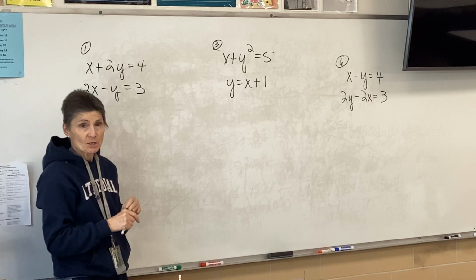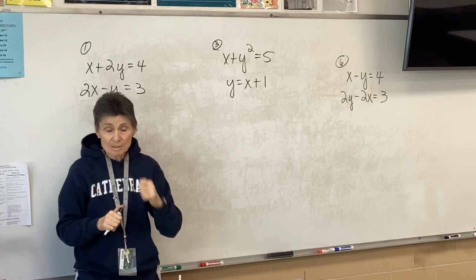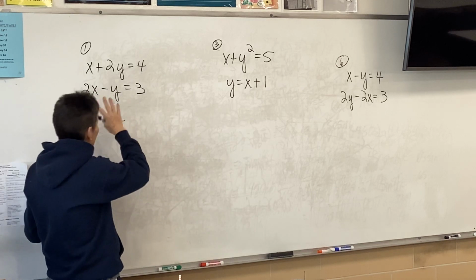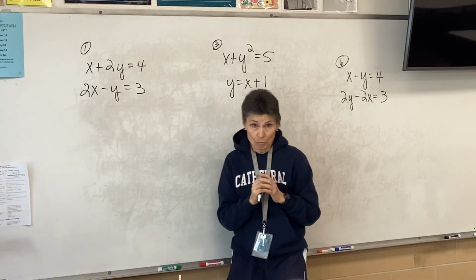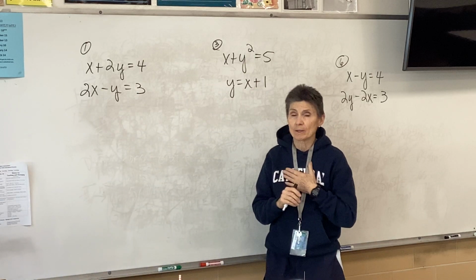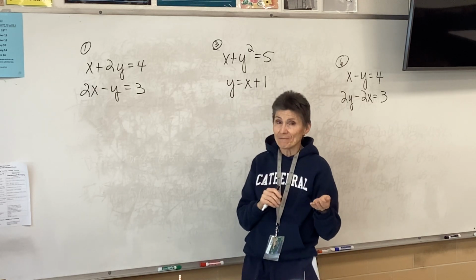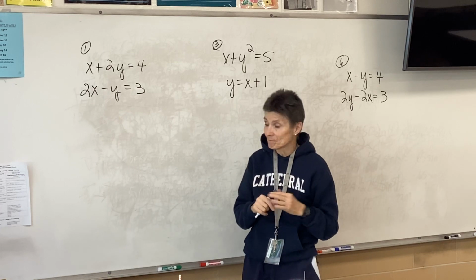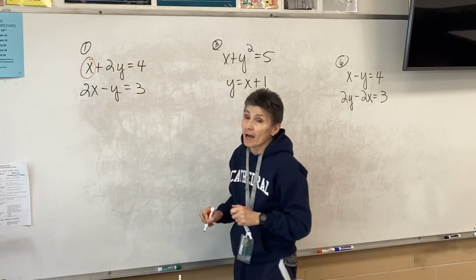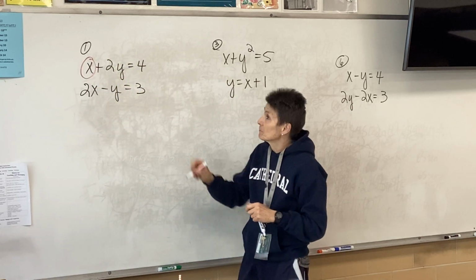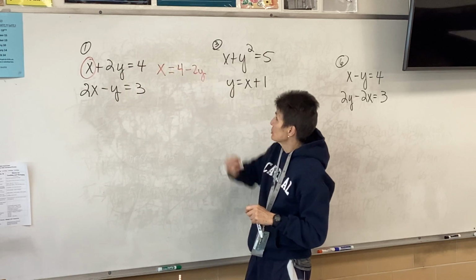So remember, substitution, you've done this before, so this is the same substitution that you've always done. To do substitution, you pick a variable to get by itself. Now, any variable will do, but my suggestion to you is pick one that's already by itself. In other words, pick one that doesn't have a number hooked to it. So in this case, I am going to pick this x right here, and I am going to get that x by itself by subtracting the 2y. So x equals 4 minus 2y.